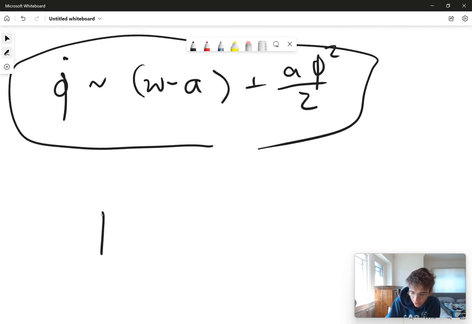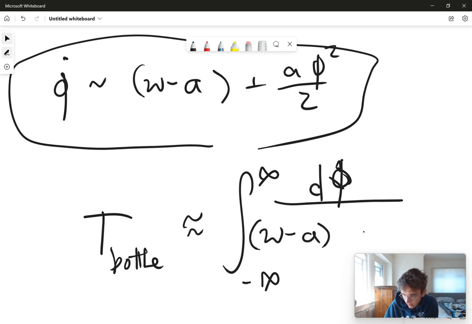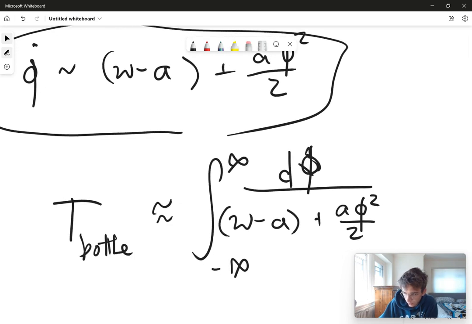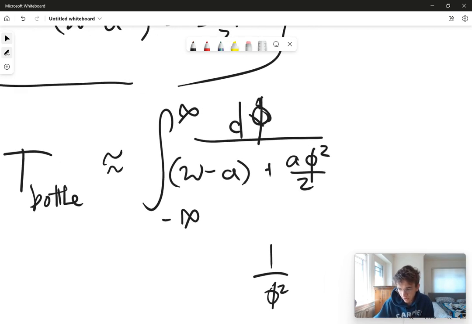And to estimate the period spent in the bottleneck, I'm just going to take the integral from negative infinity to infinity of 1 over omega minus a plus a phi squared over 2, with the d phi here. Okay, and this integral is convergent because it converges like 1 over phi squared, right?